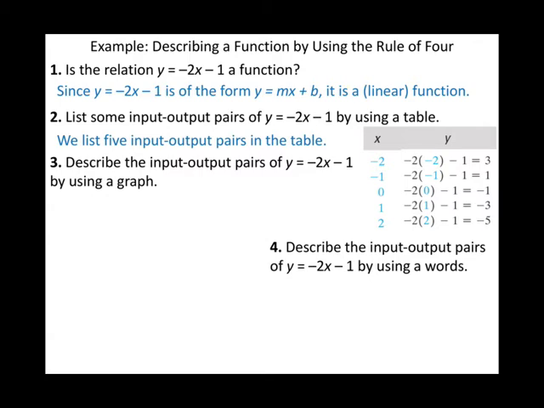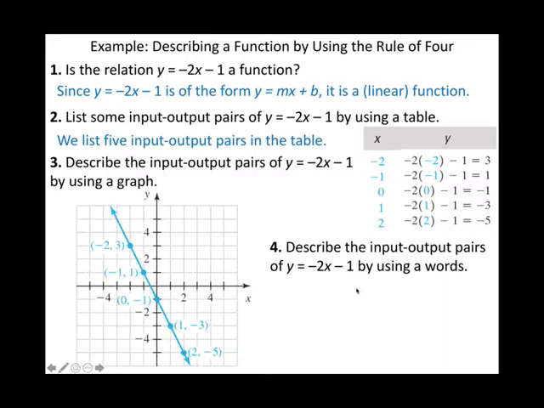So this lists the input-output pairs using the table. And then using a graph: I have the coordinates for number 2 here, (-2, 3), (-1, 1), (0, -1). I'm going to put these 5 points onto my graph and connect them together with a straight line. This describes the input-output pairs using a graph.